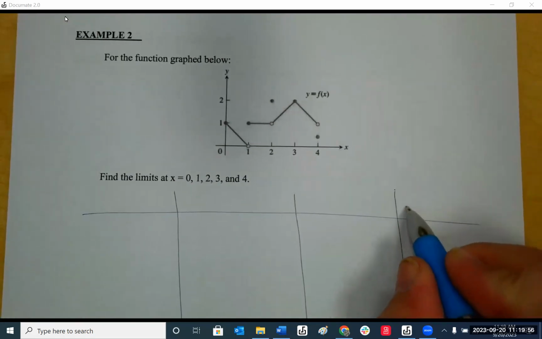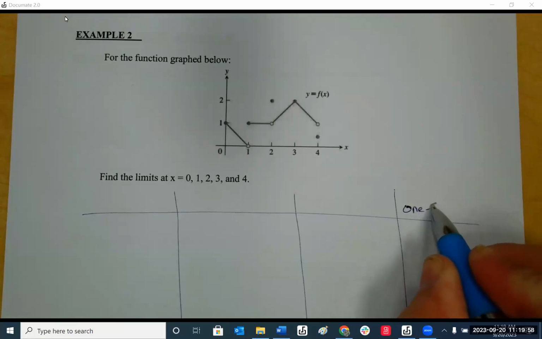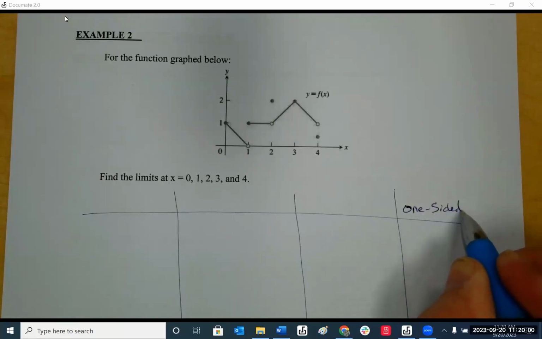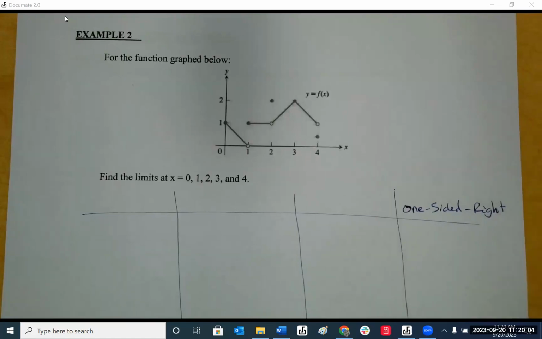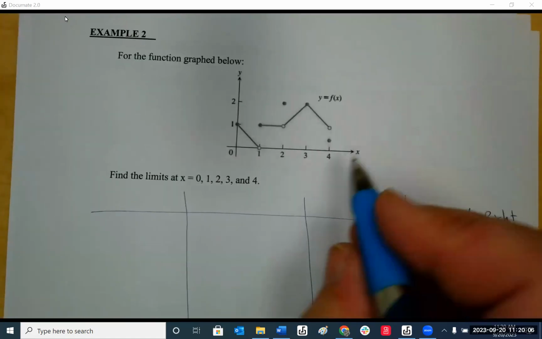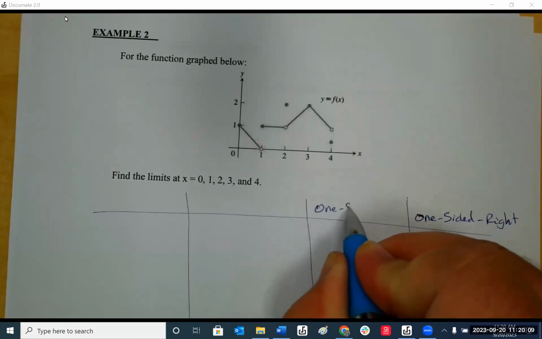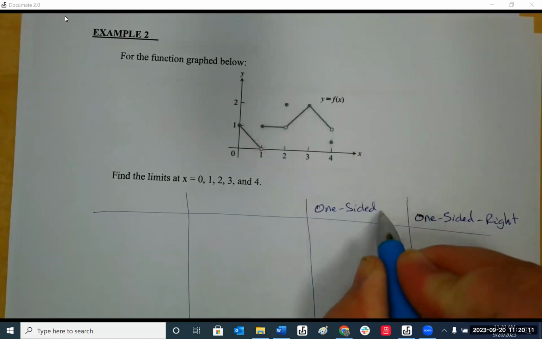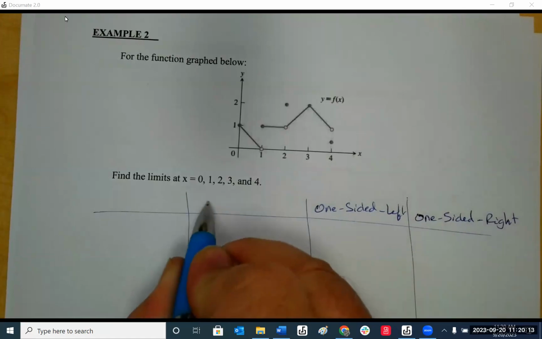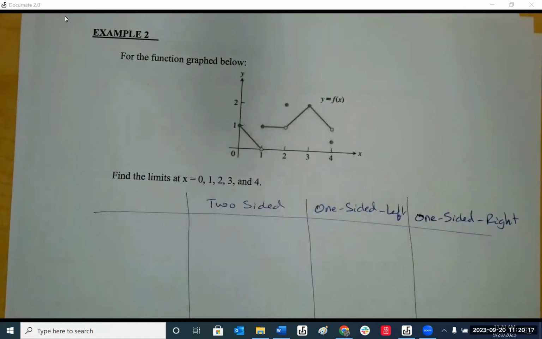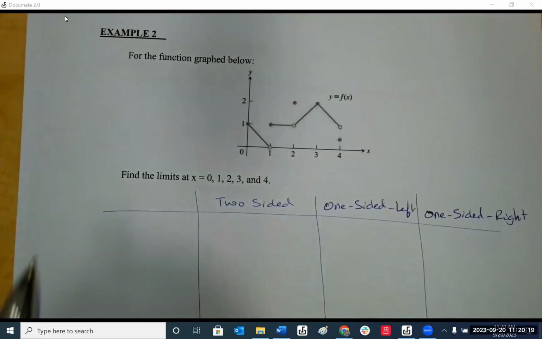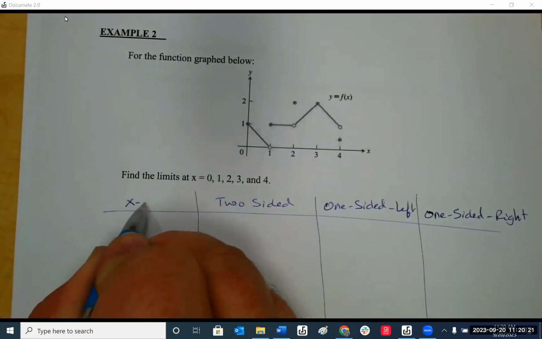So this is going to be one-sided from the right. This is going to be one-sided from the left. And this is going to be two-sided. And here are our x values.